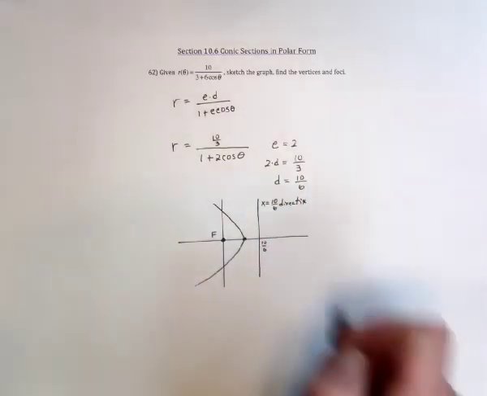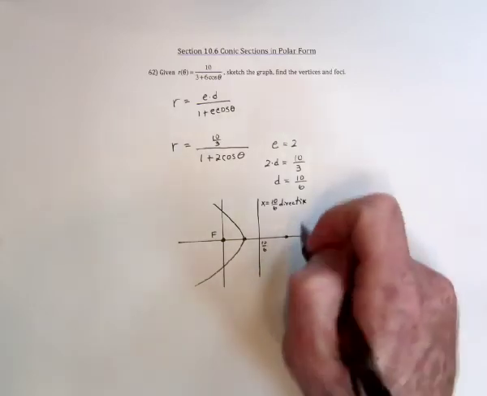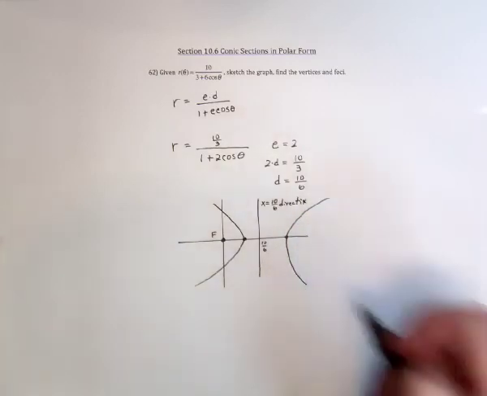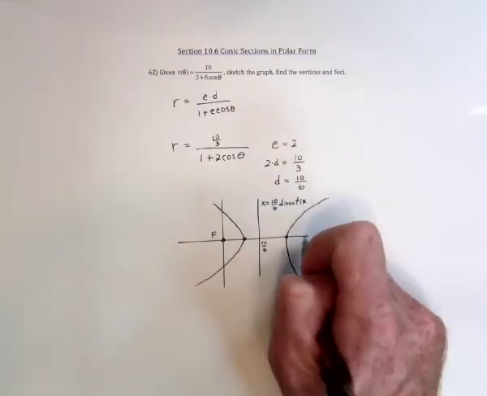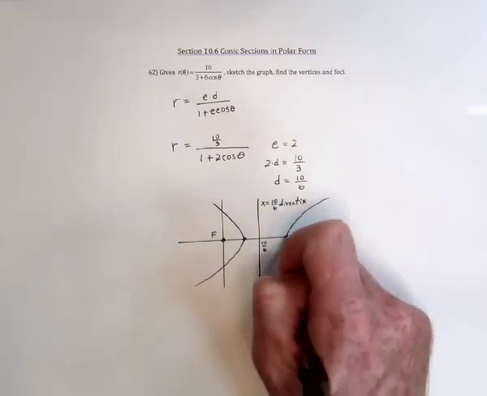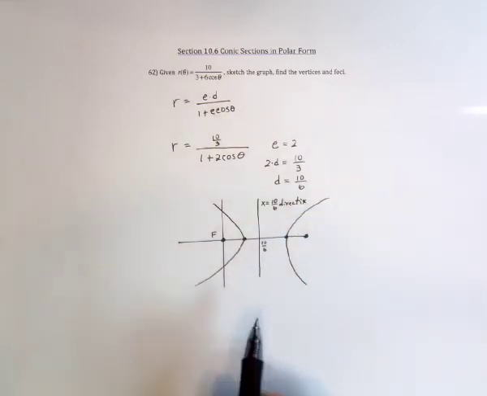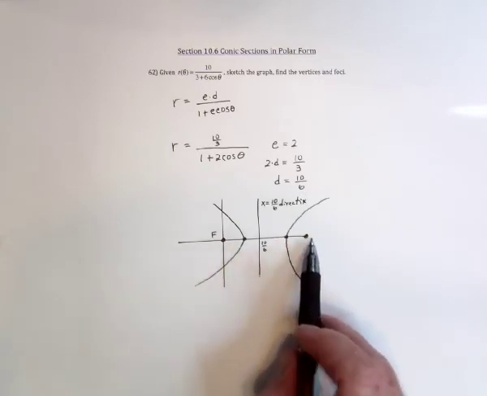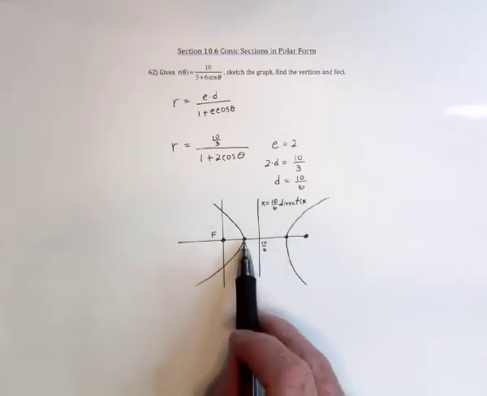Okay, then over here we would have the other branch of it, and there would be a focus point in here. So the distance from here to here is the same as from here to here. So if we could find out where this vertex is, then we'd be in good shape.